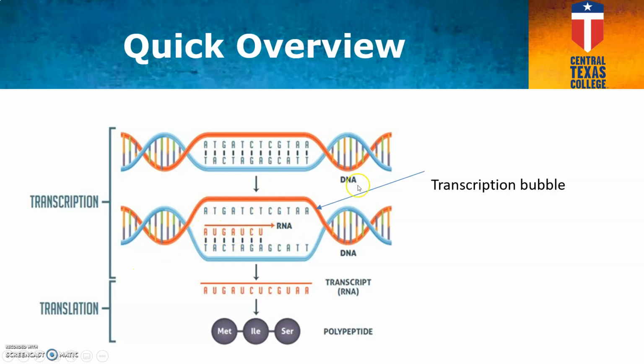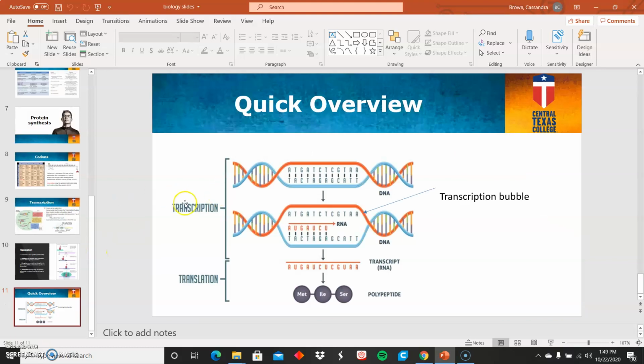And that information is going to go off and then start translation, where it's going to turn into the polypeptides and get read and turned into these polypeptides. And here are the codons. And it's always 3 separate ones. And that is a quick, rough overview of protein synthesis, transcription, and translation.